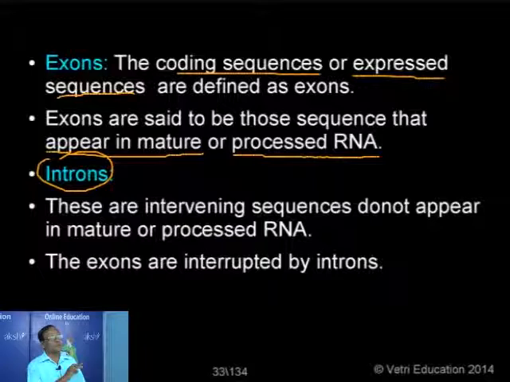So in a split gene, the exons are interrupted by the introns. The coding sequences are the expressed sequences, and the non-coding sequences are the non-expressed sequences. This is the difference between the two. Again, the exons appear in the processed, active or mature mRNA, whereas the introns do not appear in the mature, processed or active mRNA.